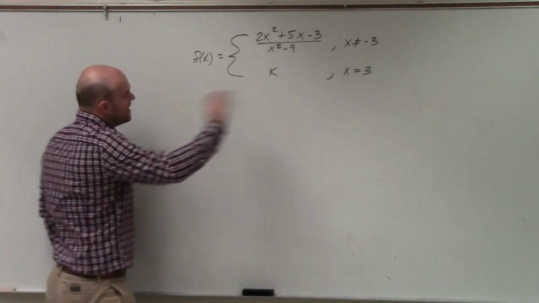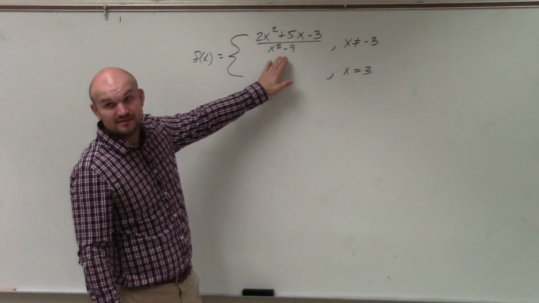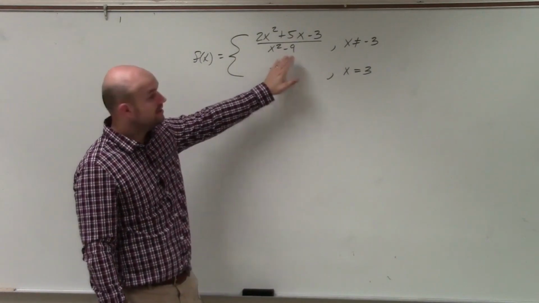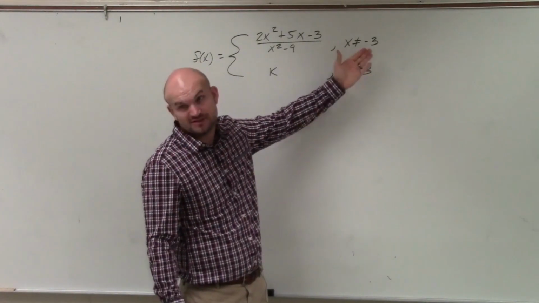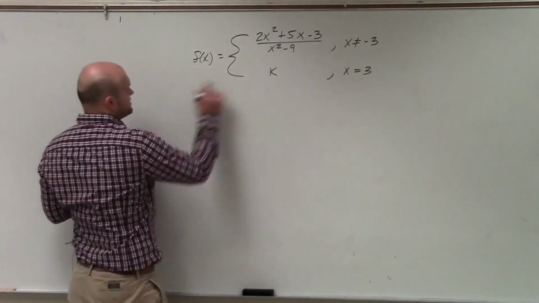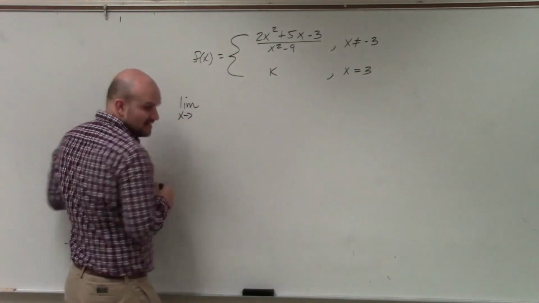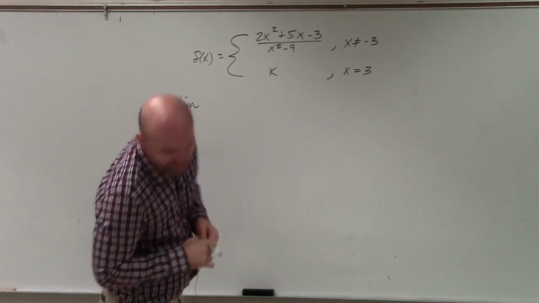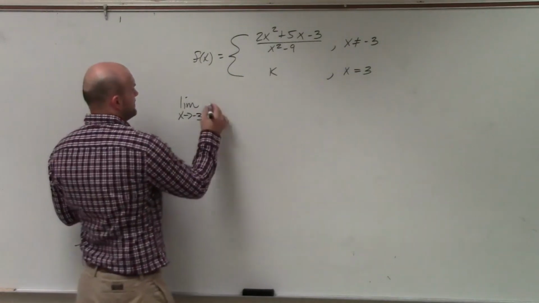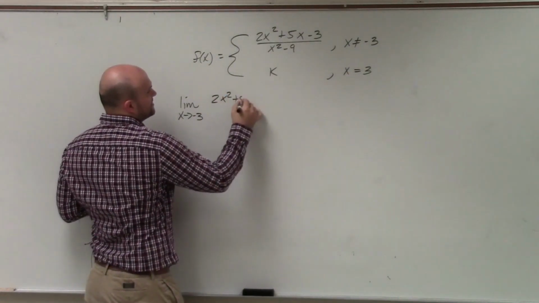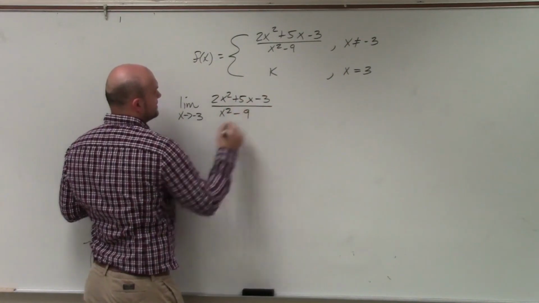All right, actually, I'll do that when we finish it. So this function we know has discontinuities. We just don't know which ones they are. And we know that this discontinuity happens at negative 3, or at least one of them, right? So let's first evaluate the limit as x approaches negative 3, because that's where it's going to be. That's not going to be the value. So I have (2x squared plus 5x minus 3) all over (x squared minus 9).